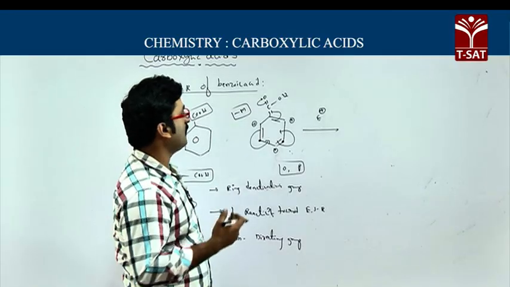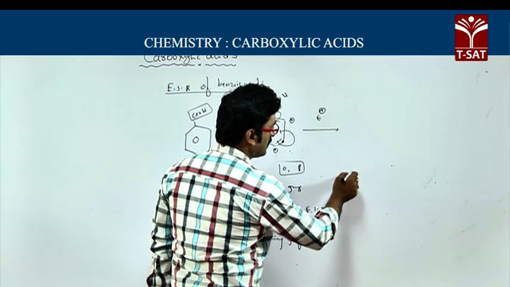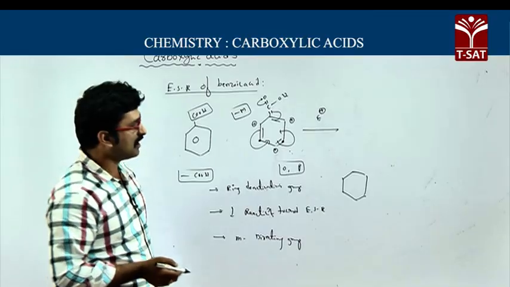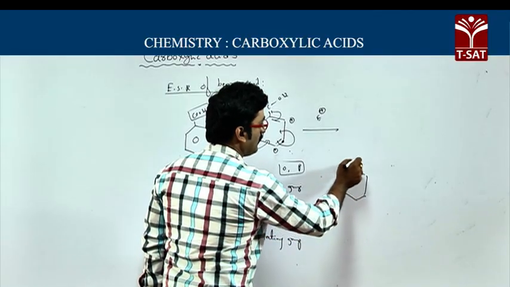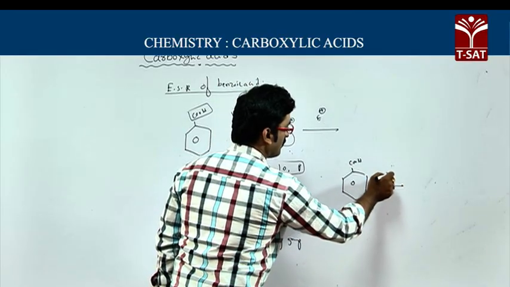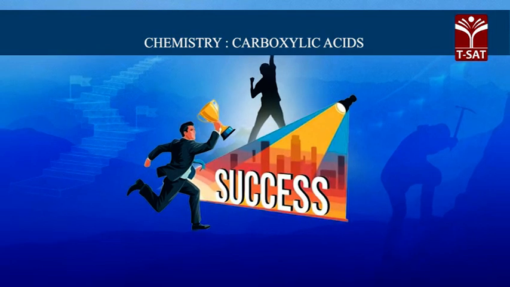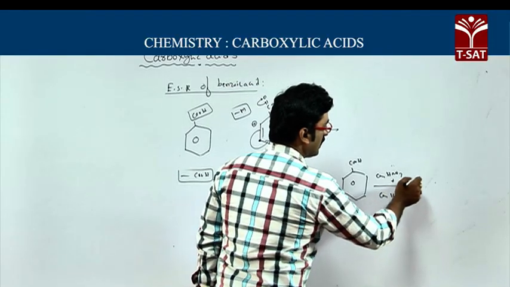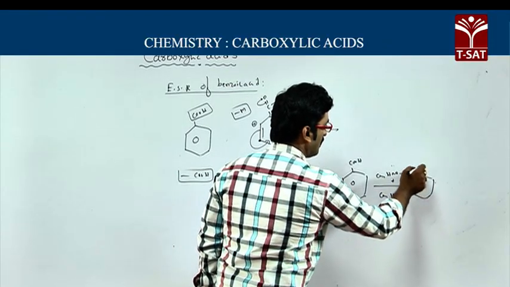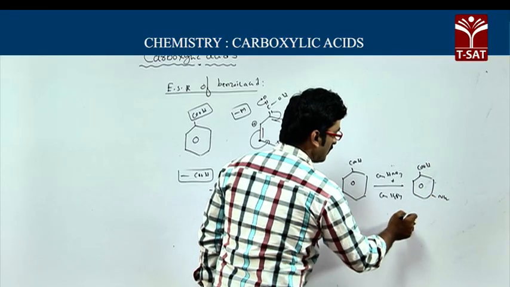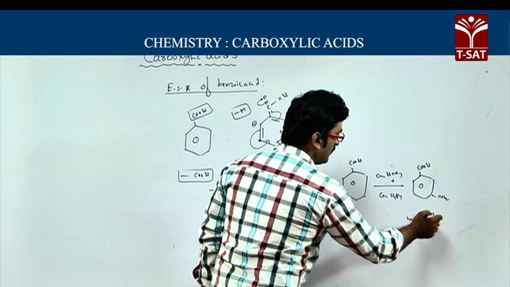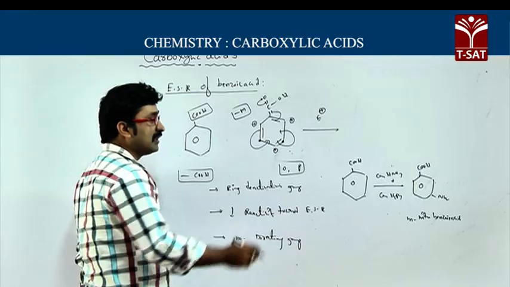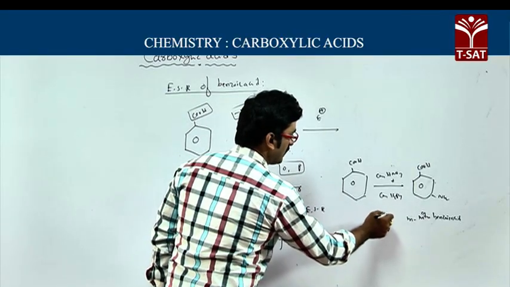Now, coming to electrophilic substitution reactions of benzoic acid, it can undergo halogenation, nitration, sulfonation. So, benzoic acid on heating with a mixture of HNO3 and H2SO4, and I said that COOH is a meta directing functional group, so it directs the incoming electrophile to the meta position, and you will get meta nitro benzoic acid.